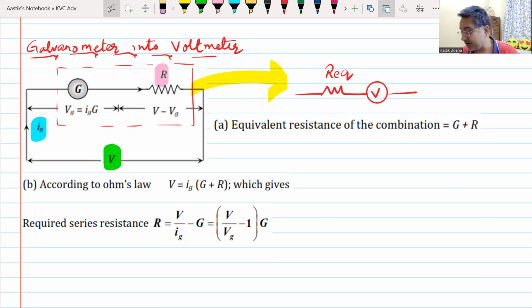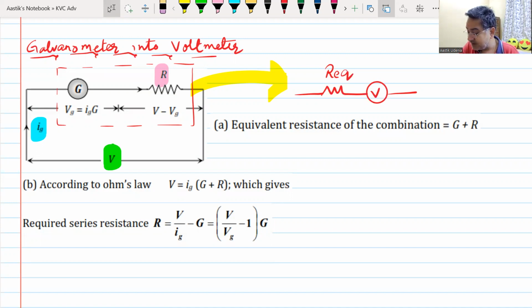So from here you can find out the required resistance which has to be connected in series to convert the galvanometer into a voltmeter. Do we understand this? Yes, sir.